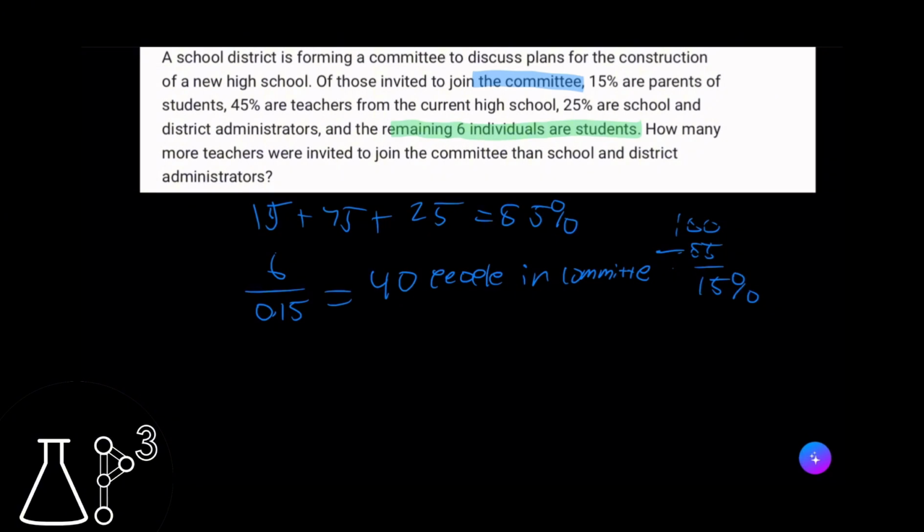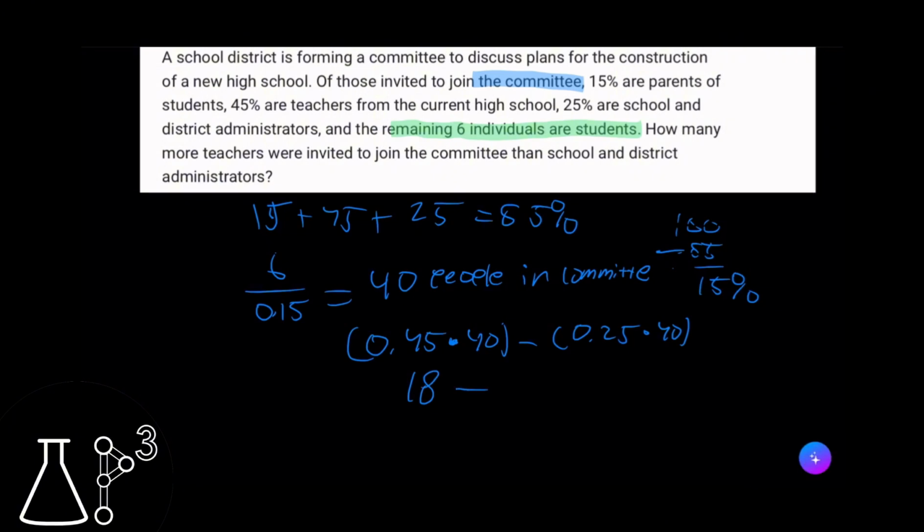So what I can do now is multiply 40 by 45%, and then 40 times 25%, to figure out how many more teachers there are than administrators. So I can write an equation of 0.45 multiplied by 40 minus 0.25 multiplied by 40, because it's subtracting, and that's going to give me how many more teachers there are than administrators. If I do 0.45 times 40, I'm going to get roughly 18. And then 0.25 times 40 gives me 10.